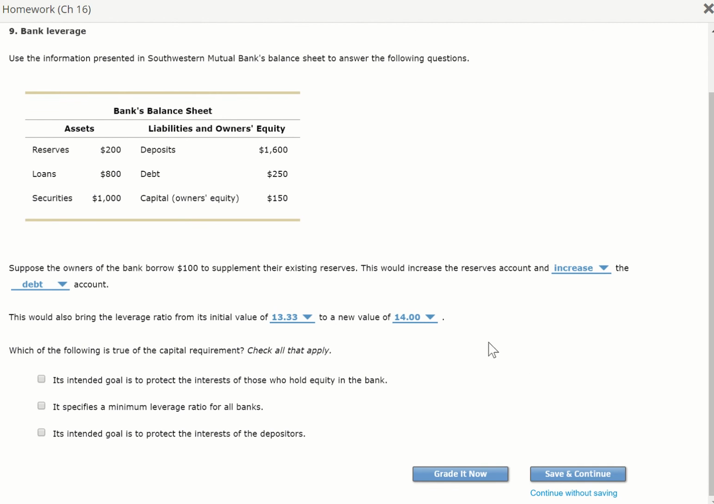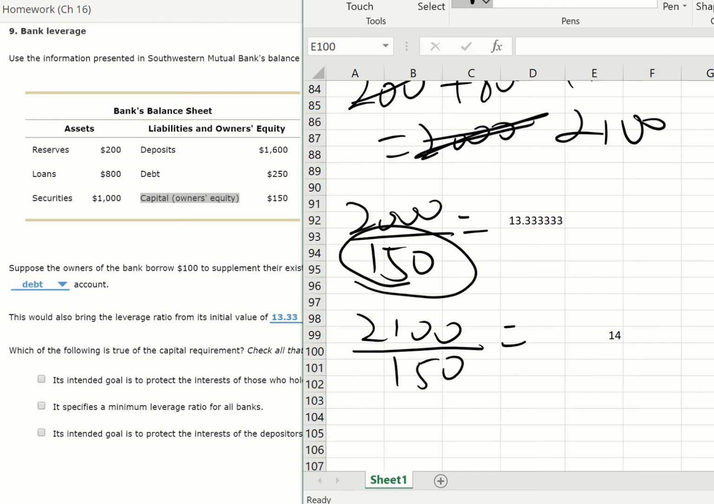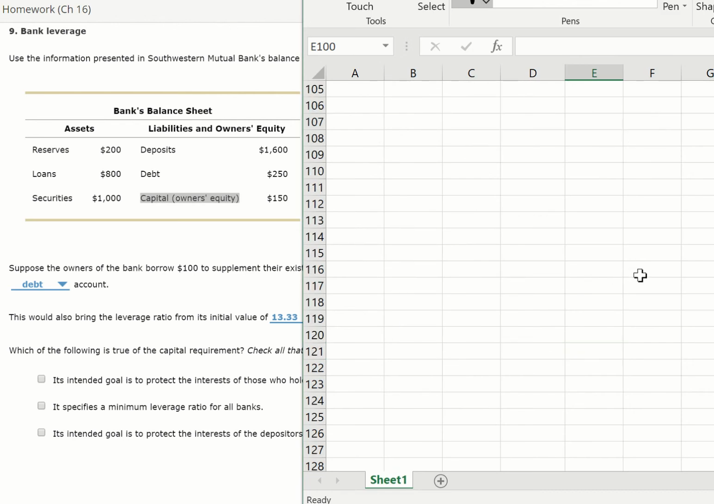All right, next, check all that apply. Which of the following is true for capital requirement? For capital requirement, the Federal Reserve forces each bank to have a certain amount of capital, a certain amount of owner's equity in the bank. Whenever the bank is losing money, this is what the process looks like: whatever money they lose, they will lose capital first.